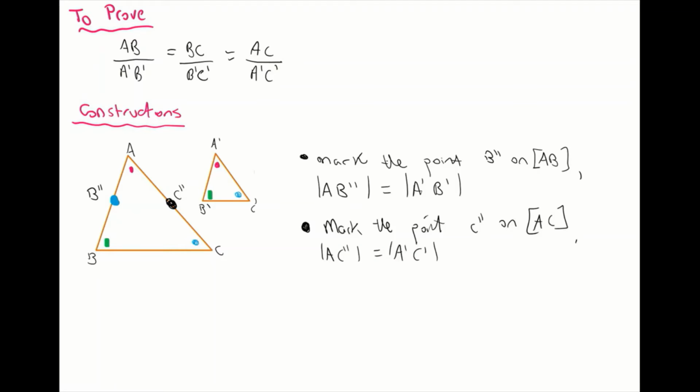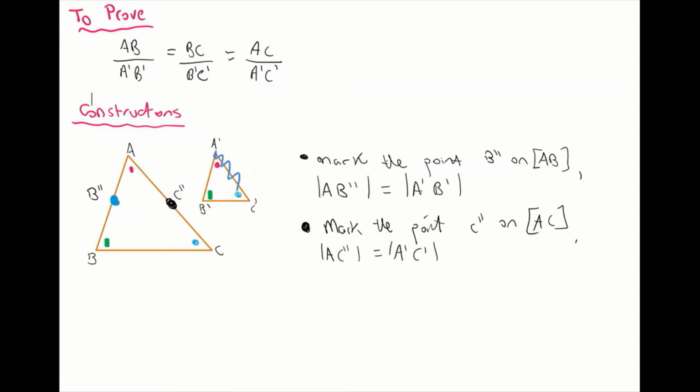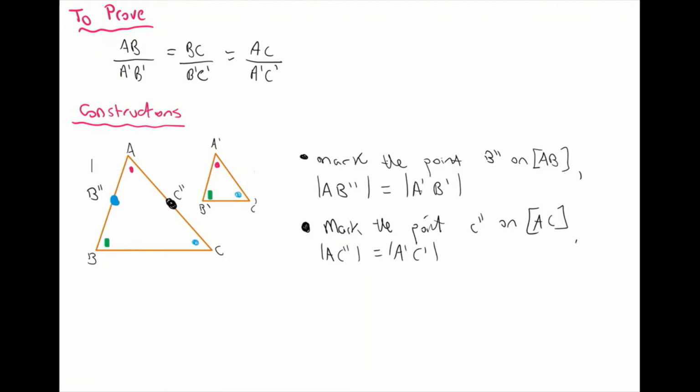And I've also stated that the distance from A to C double dash is the same distance as it is from A dash to C dash. Okay, so that's basically everything that I want to construct. I have one more construction that I'm going to make, and it's basically just a straight line, which is going to connect B double dash to my C double dash. So I'm just going to mark it in here. So I'm joining a line from B double dash across to C double dash.